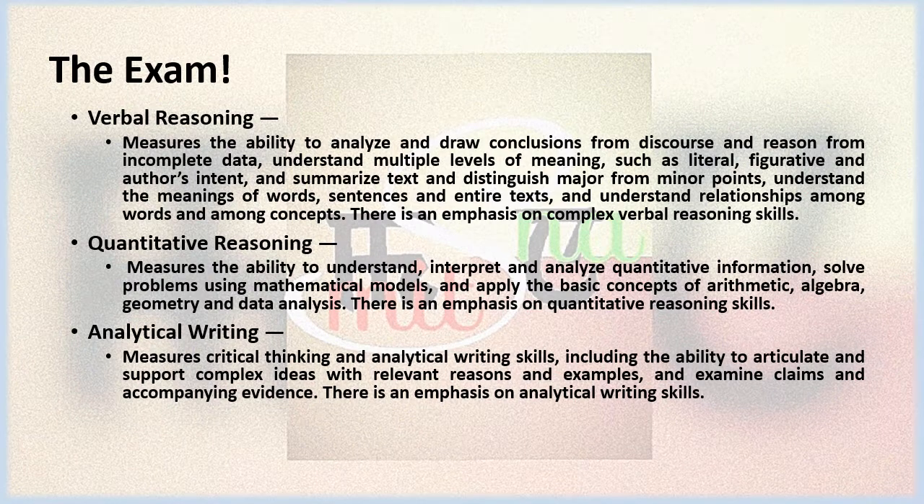However, there is another section called analytical writing section, which is graded differently on a scale from 0 to 6. This section measures critical thinking and analytical writing skills, including the ability to articulate and support complex ideas with relevant reasons and examples, and examine claims and accompanying evidence. There is an emphasis on analytical writing skills. This section usually comprises 2 questions. One is more of an argument type question, and another is just a writing section where you need to write on a given topic.